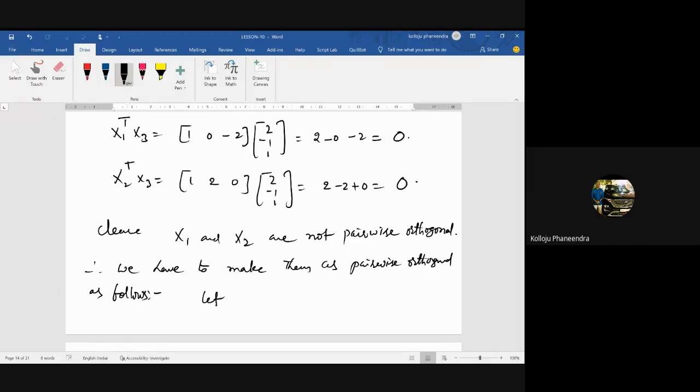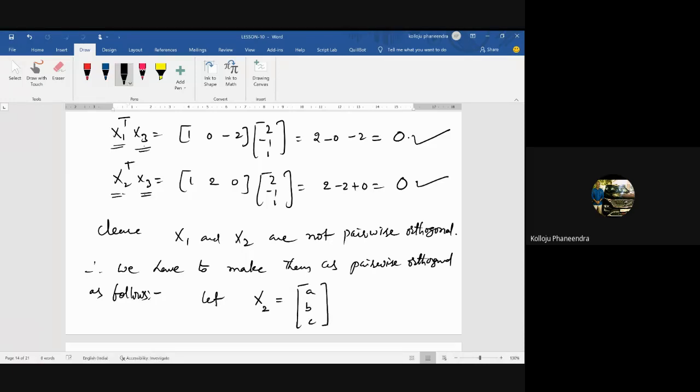All of you see, there is no mistake in x3. Why? Because x1 transpose x3 is 0, x2 transpose x3 is 0. That means there is a mistake either in x1 or x2. So I have to assume a new one. Choice is yours. You can change x2 or x1. I am changing x2. Let x2 equal to ABC.